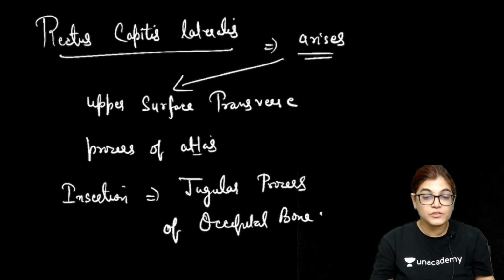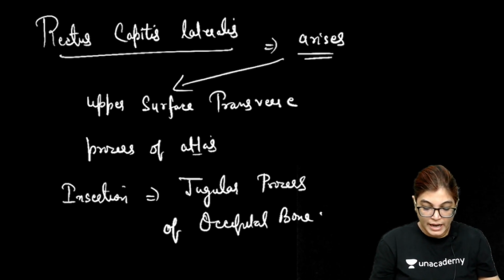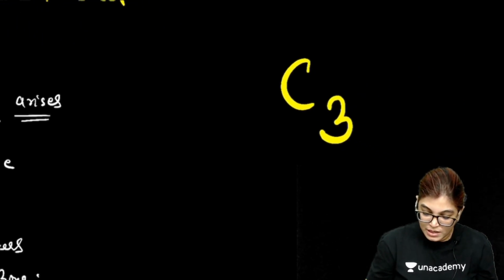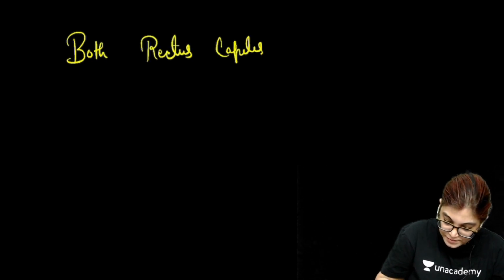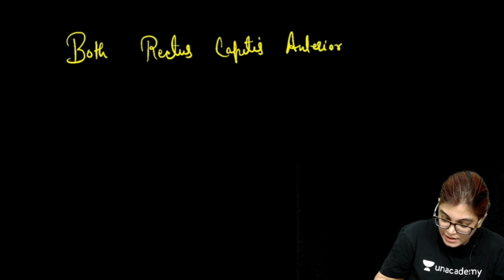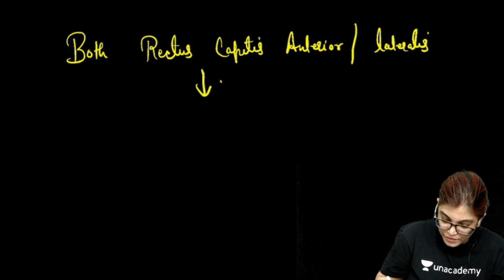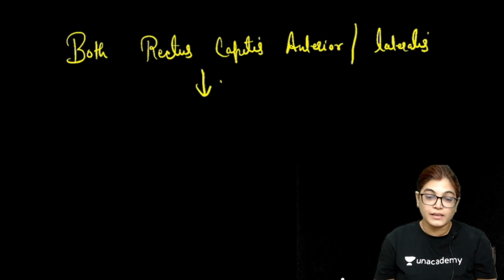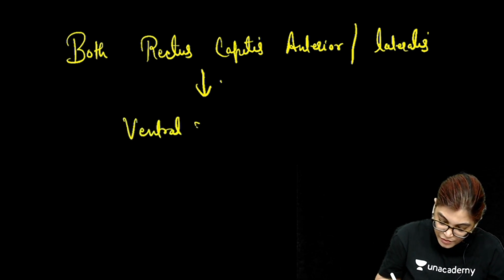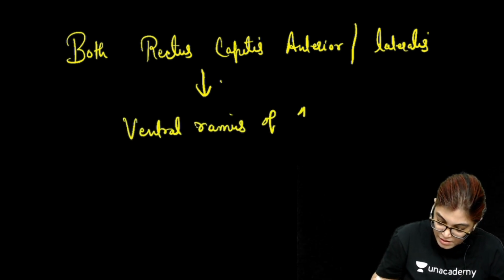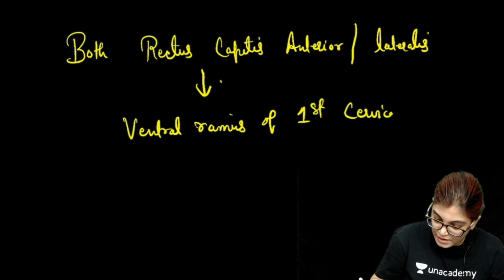Okay. So yes, we have finished with all the muscles, origin and insertion, and what remains is the nerve supply of both the muscles. Both rectus capitis anterior and that of lateralis are getting nerve supply from the ventral ramus of the first cervical nerve.